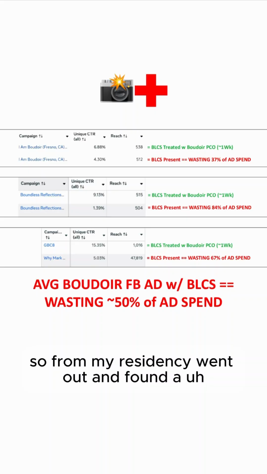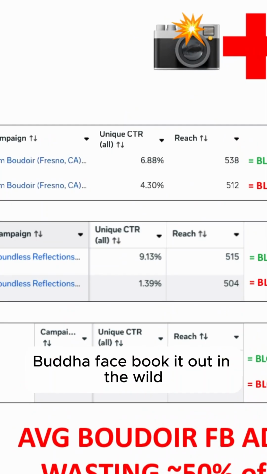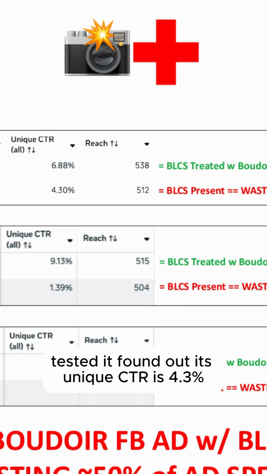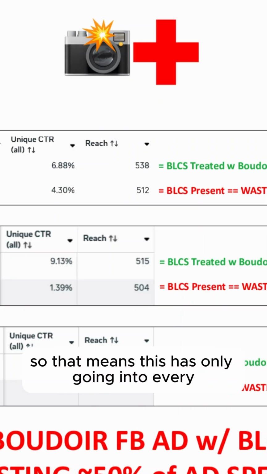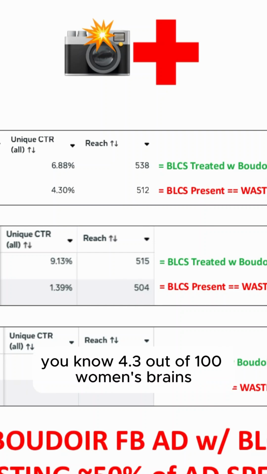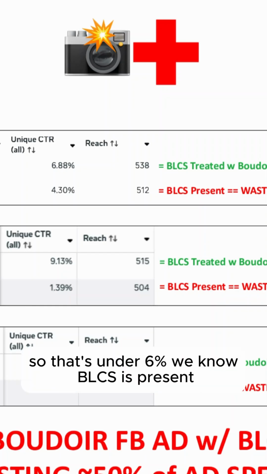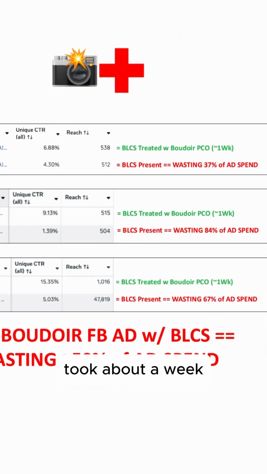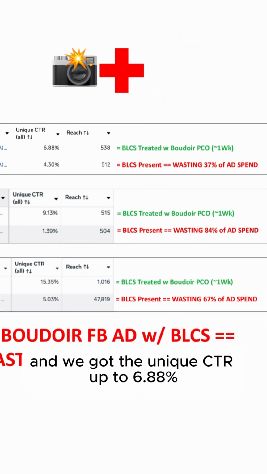So from my residency, I went out and found a Boudoir Facebook ad out in the wild, brought it here to the hospital, tested it, found out its unique CTR was 4.3%. So that means this ad is only going into 4.3 out of 100 women's brains. So it's under 6%. We know BLCS is present. Duplicated it, treated with Boudoir Pico, took about a week, and we got the unique CTR all up to 6.88%.